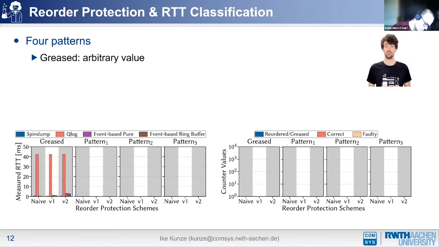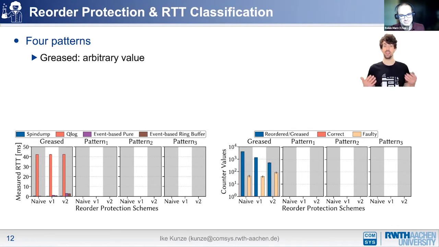If we now take a look at the greasing pattern, we can see that QLock is still able to correctly identify the RTT because it doesn't depend on the spin bit. As to be expected, all the other approaches are far away from the real RTT. However, our classification can actually detect this scenario because all readings are either classified as reordered or as faulty. This shows that even if we cannot compute the correct RTT, our RTT classification is still able to signal that the measurement values are not reliable.